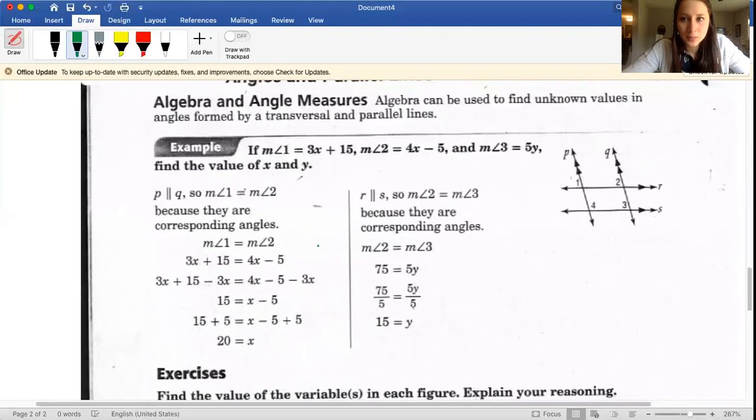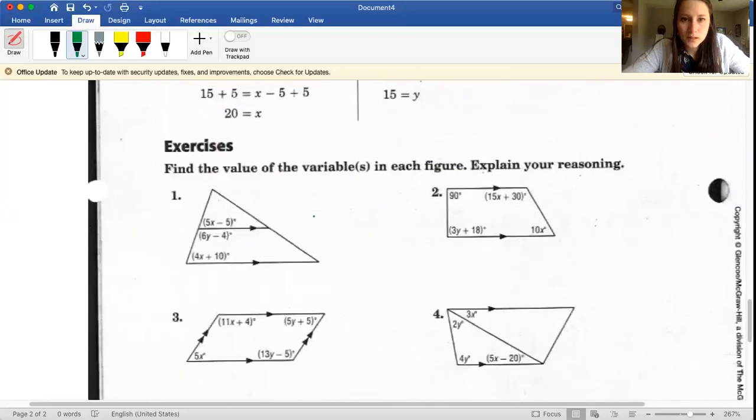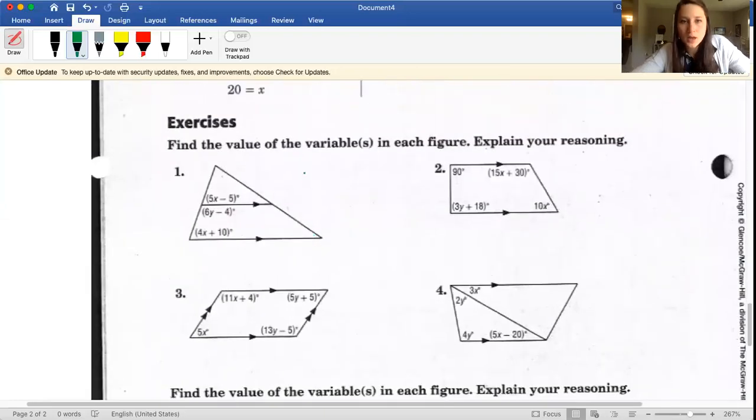Now on the bottom, we're going to apply this to some algebra, okay? So we're going to solve for an unknown value. Here, let's take a look at what our pictures are showing. Number 1 here is showing that this whole angle is 5x minus 5, and then this angle that's supplementary to it, or a linear pair with it, is 6y minus x. We need to find the variables of each figure.